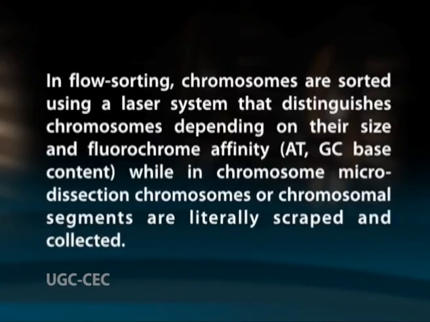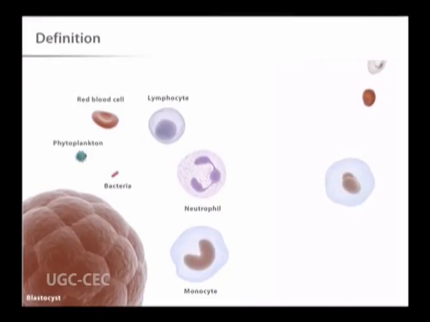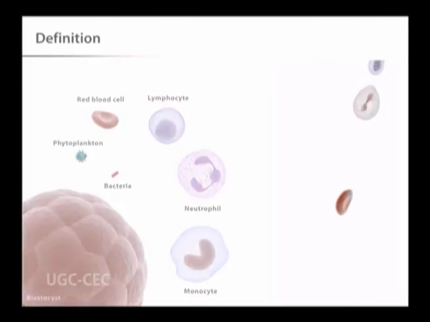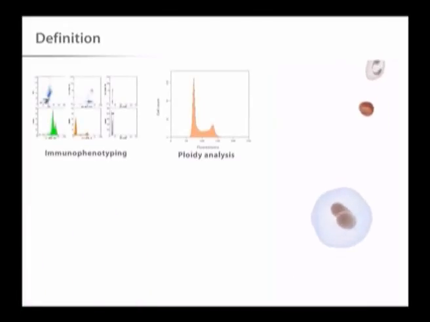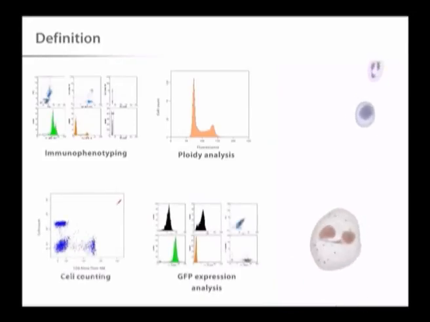and chromosome microdissection. In flow sorting, chromosomes are sorted using a laser system that distinguishes chromosomes depending on their size and fluorochrome affinity, that means the AT, GC base content, while in chromosome microdissection, chromosomes or chromosomal segments are literally scraped and collected. In contrast to flow sorting, microdissection allows the use of small chromosome fragments. It is generally assumed that flow sorting generates paints of greater complexity and coverage because this method allows the collection of around 300 to 500 chromosomes.